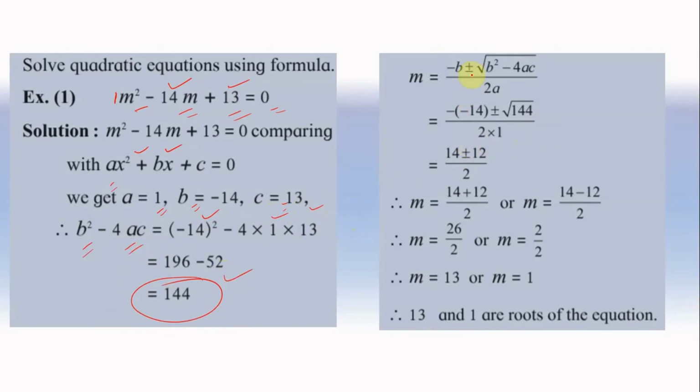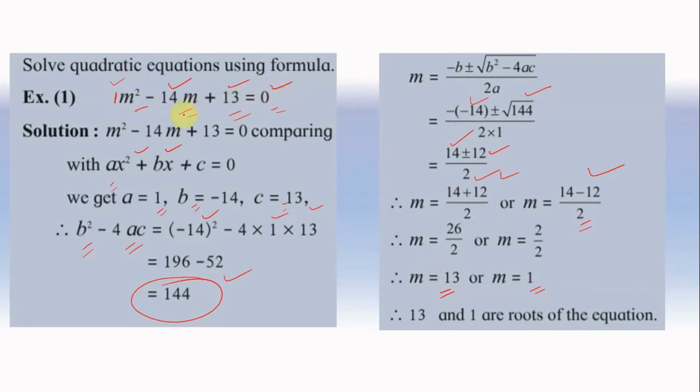Now what is remaining? The formula says minus b plus or minus root of b square minus 4ac. We got b square minus 4ac as 144, and b is already known to us as minus 14. Minus of minus 14 is plus 14, and the square root of 144 is 12. It can be plus or minus according to the formula, upon 2a. A is 1 here, that means it is equal to 2. We are having two answers here, 14 plus 12 upon 2, and 14 minus 12 upon 2, which will give either 13 or 1. These are the two roots of the equation, the solution of the equation m square minus 14m plus 13.